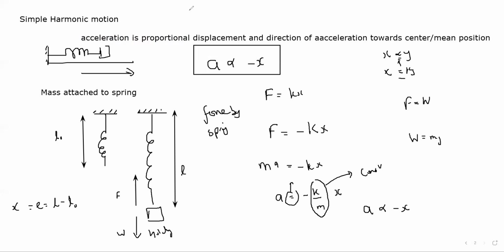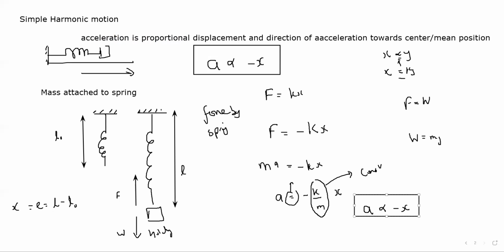So for a mass which is attached to a spring, we get this expression that acceleration is proportional to the displacement directed toward the center. So what we can conclude from this is that the mass which is attached to a spring is performing a simple harmonic motion.